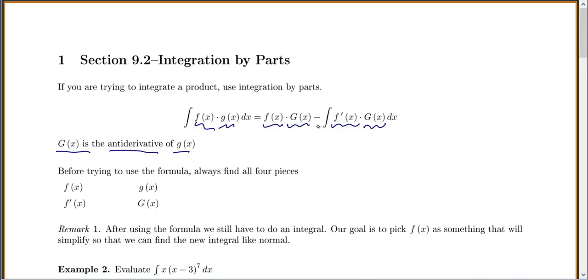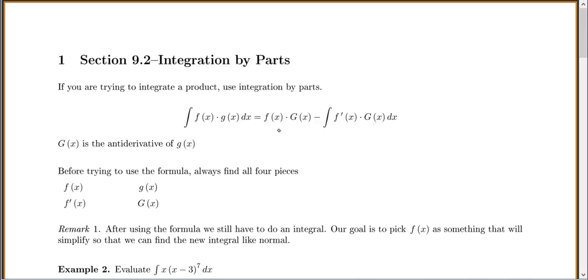It's not our favorite way to integrate, but it is nice for these things that we just can't do any other way. So when we still have this integral left, our goal is to pick f of x as something that's going to simplify, so that our new integral that has the derivative of f will be something simpler. Like if we start with an x for f of x, the derivative of f of x is, not 1 over x, it's 1. And 1 is not really difficult to integrate, that's very simple. So that's our goal: to pick f of x as something that simplifies, so that our new integral is something simple that we know how to take the antiderivative of.